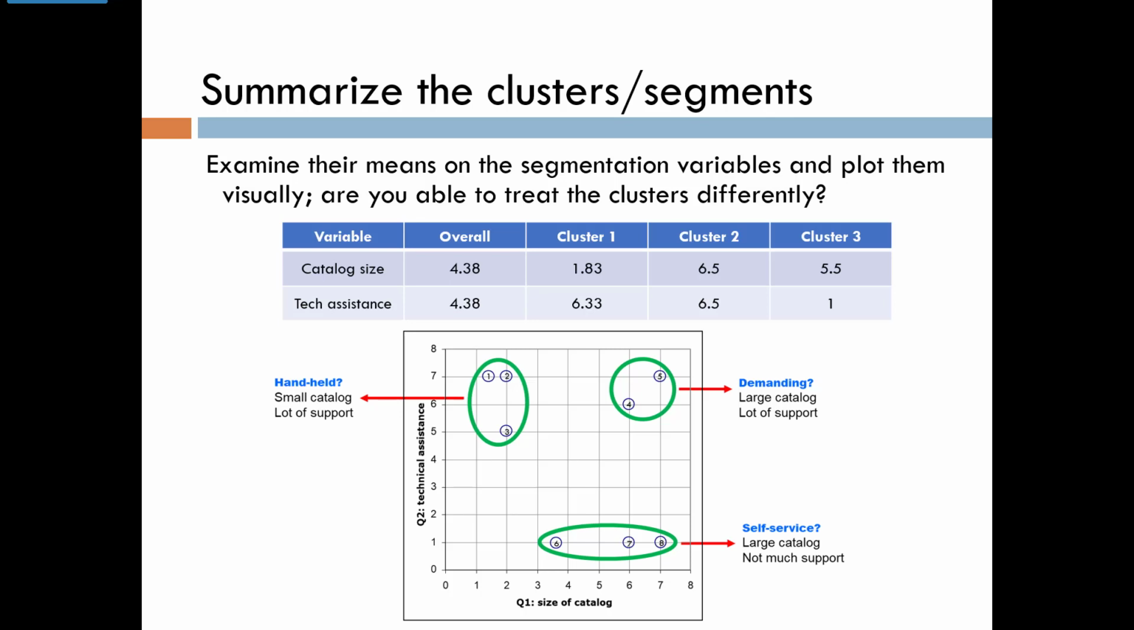Cluster 2 has a mean of 6.5 on both questions, so they want a large catalog and a lot of support. Let's call them the demanding segment. Cluster 3 has a mean of 5.5 on the catalog question and a 1 for support. As long as they have a large catalog, they don't need much support and will shop on their own. They are the self-service segment.